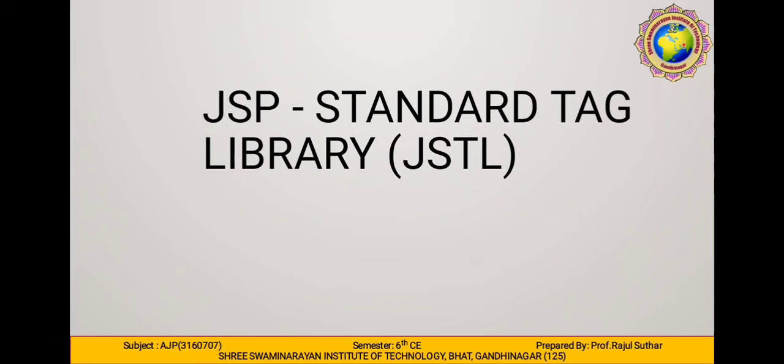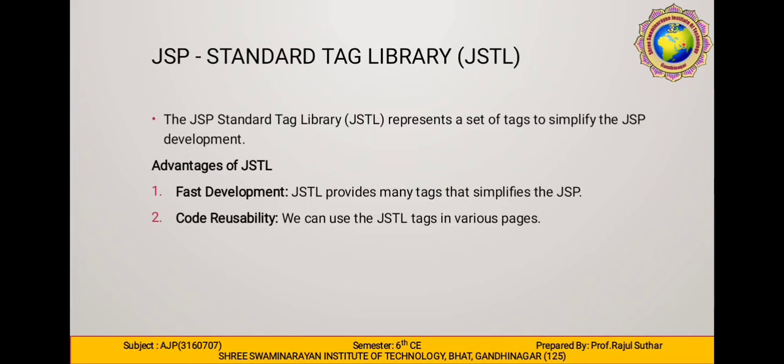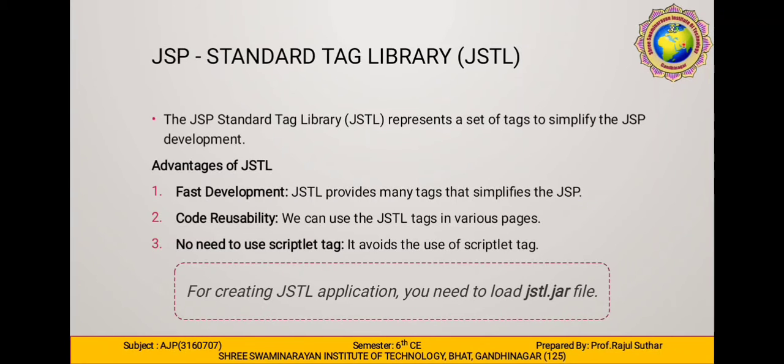JSP Standard Tag Library, JSTL. JSTL is used to represent a set of tags to simplify JSP development. What is the use of JSTL? It is required for fast development. JSTL provides many tags that simplify the JSP. Code reusability: we can use the same code, we can use the JSTL tags in various pages. There is no need to use the scriptlet tag, it avoids the use of the scriptlet tag. And generally, for creating a JSTL application, you need to load the JSTL.jar file.